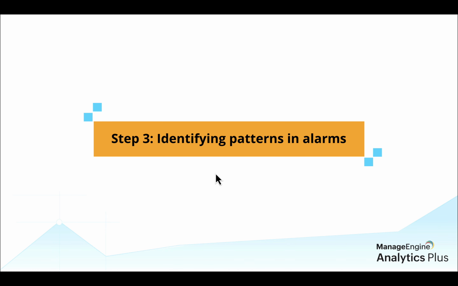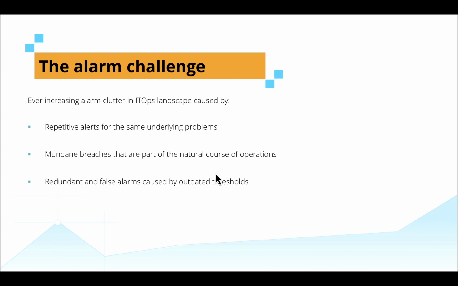at any moment. This alarm-centric nature of modern NOC landscape can be a major cause of concern when it comes to resolution time, because the most critical and high-impact alarms are often drowned by a barrage of irrelevant alerts. NOC teams across enterprises have to deal with often irrelevant alarms that are caused by factors like repetitive alerts for the same underlying problem, expected breaches that are part of the natural course of operations, and redundant as well as false alarms caused by outdated thresholds.